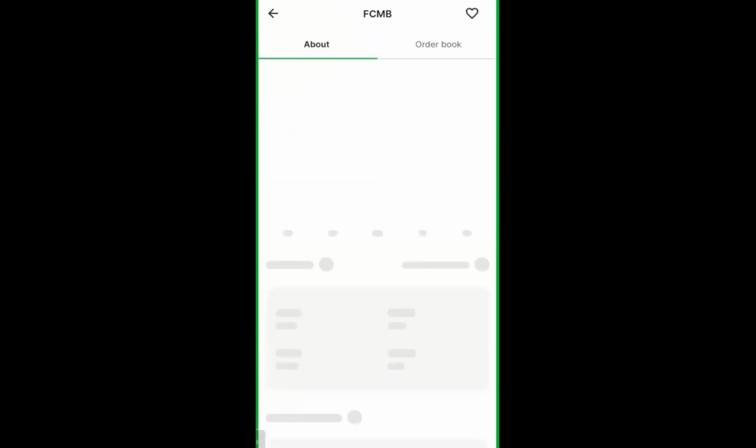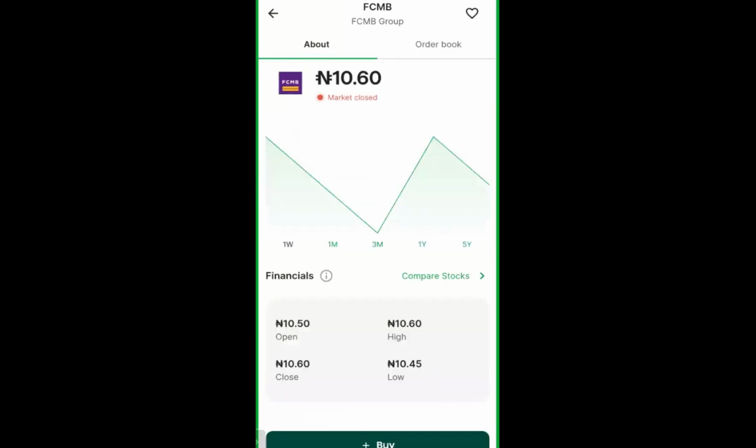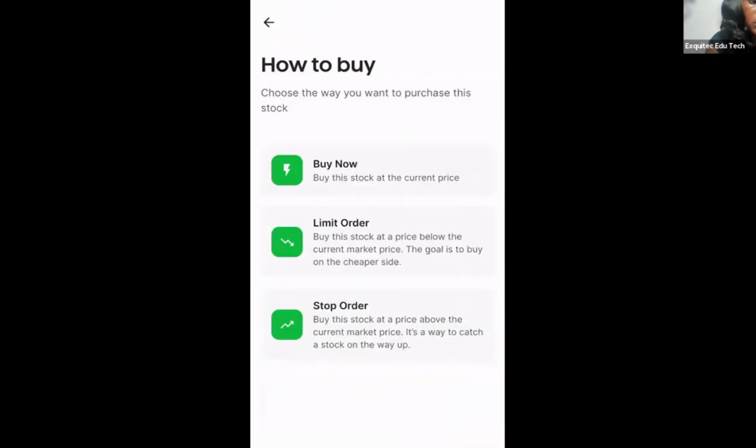Someone suggested FCMB, so let's just get FCMB. As you can see, FCMB is selling at 10 naira. So you can click to buy now, or you can click to put a limit order or stop order. Buying the stock at a lower price is when you click on the limit order. Or you say, I don't want to buy it at more than this particular price. That's the stop order. I've used a limit order only once.